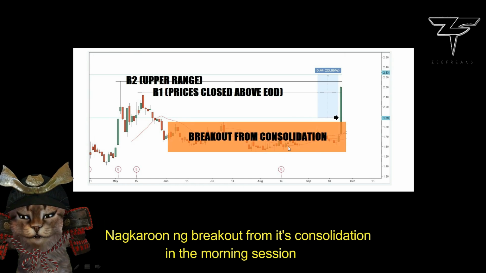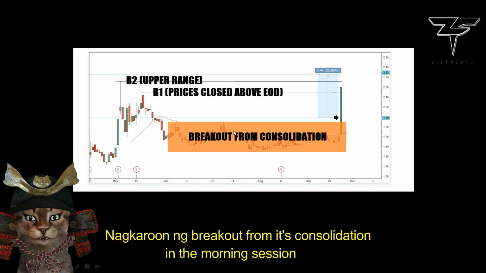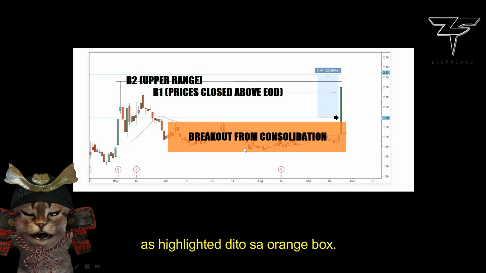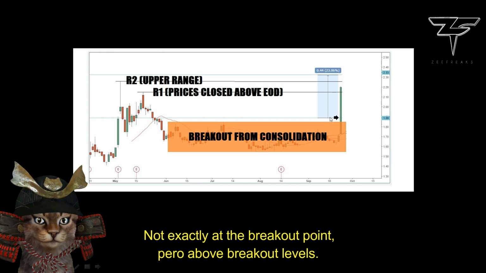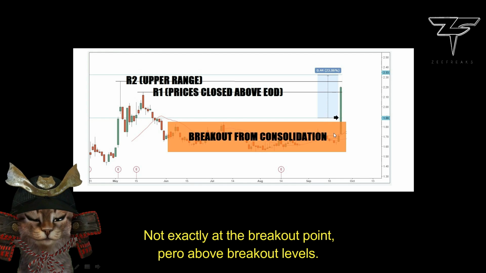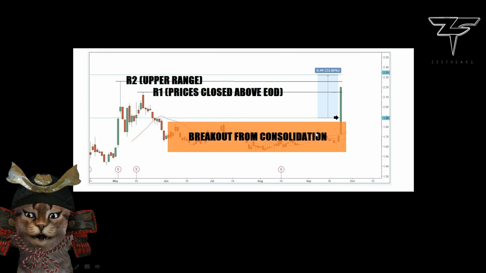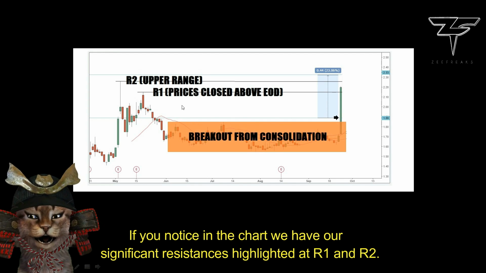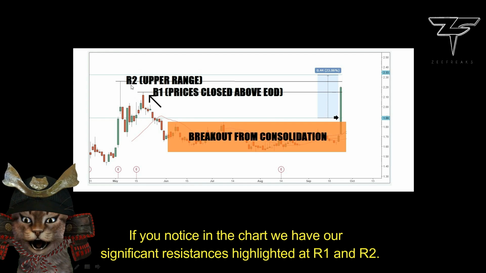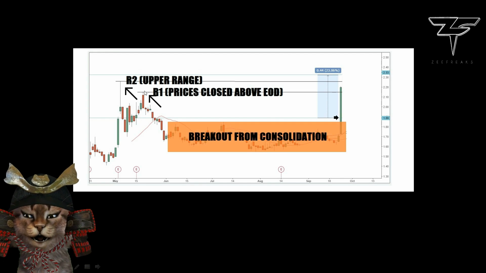Now, nagkaroon ng breakout from its consolidation in the morning session as highlighted dito sa orange box. Obviously, I bought on breakout, although not exactly at the breakout point, pero above breakout levels. Now, if you notice in the chart, we have our significant resistances highlighted at R1 and R2.